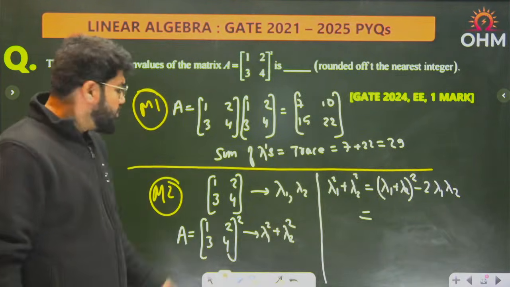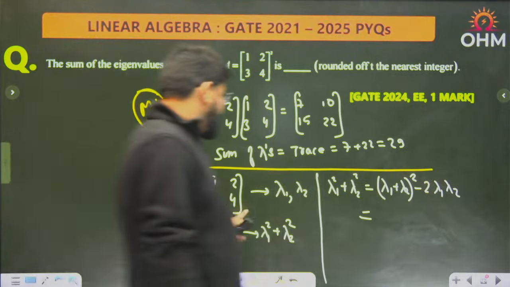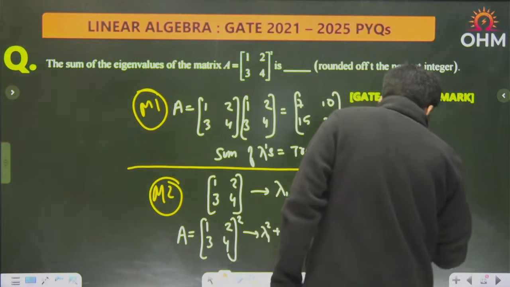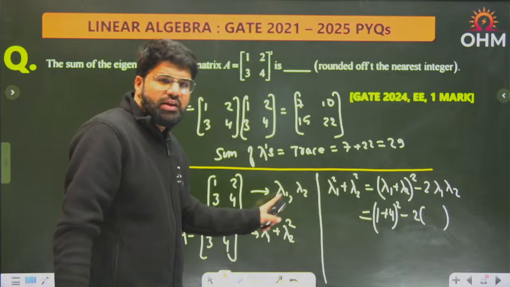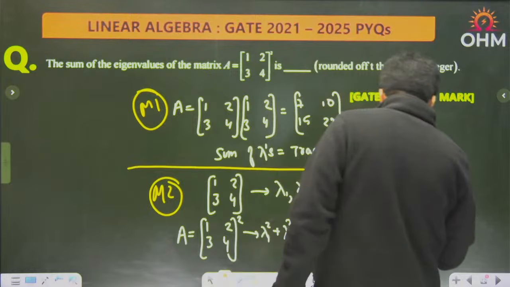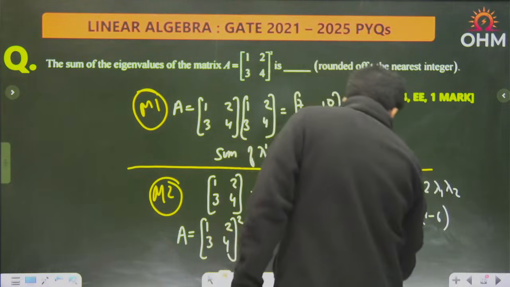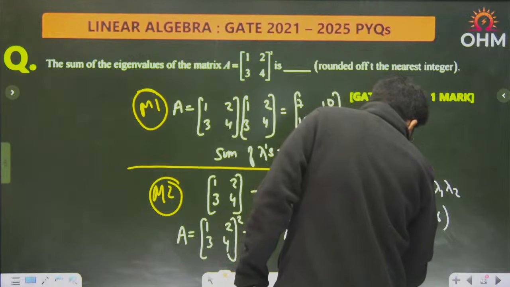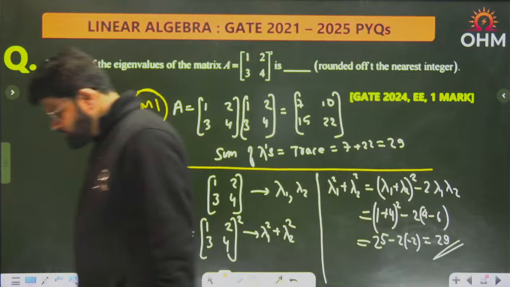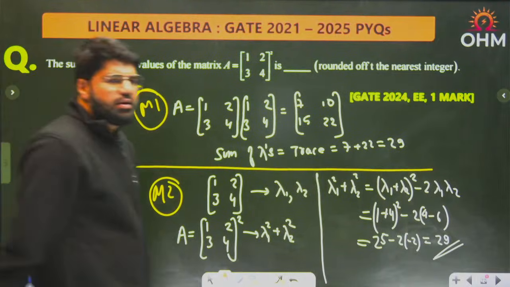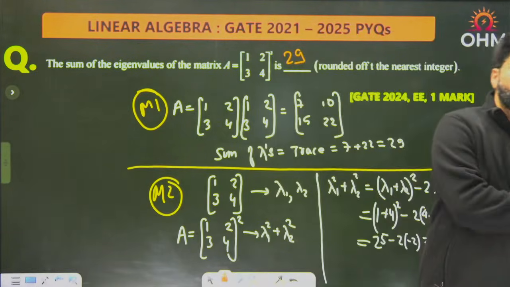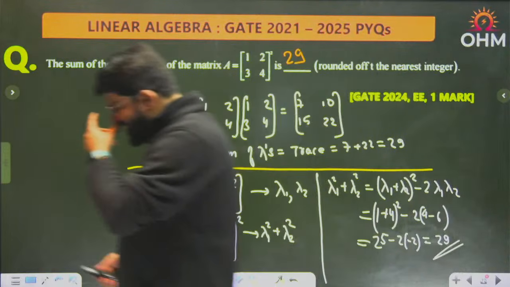Now, what is lambda 1 plus lambda 2? It is the trace of the original matrix, 1 plus 4. So that is square of this, minus 2. What is the product of lambda 1, lambda 2? The product of eigenvalues is the determinant of the original matrix. So just substitute determinant, which is 4 minus 6. So the answer is 5 square, 25, minus 2 into minus 2, that is plus 4, 25 plus 4, 29. That is also okay. So the answer anyways is 29. It is a 1 mark question, anything you apply is okay here. Both are easy only.